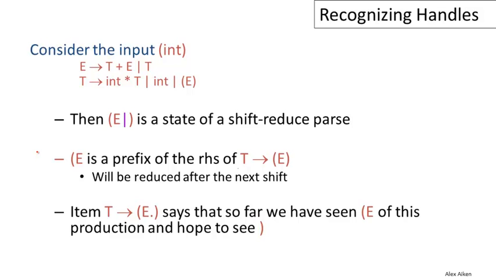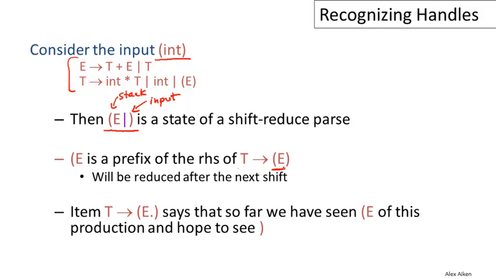Let's take a look at an example. Let's consider the input open paren, int, close paren, and here's one of our favorite grammars. Now, this configuration where I have open paren E on the stack, remember that this is our stack, and we have the close paren in the input, is actually a valid state of a shift-reduce parse. And you can see here that open paren E is a prefix of the production T goes to open paren E close paren. After we shift the remaining close paren onto the stack, we'll have the complete right-hand side and we'll be ready to reduce.